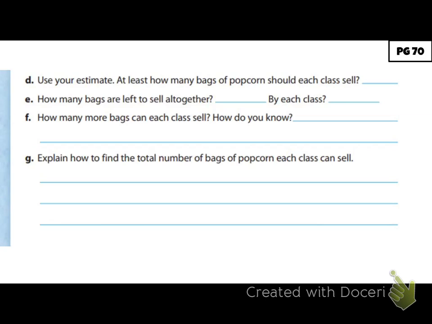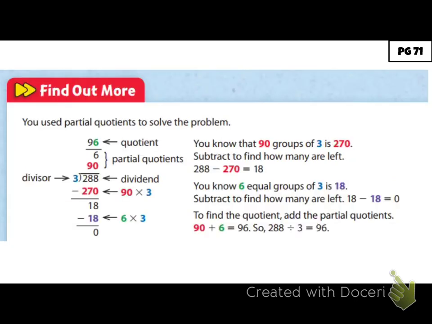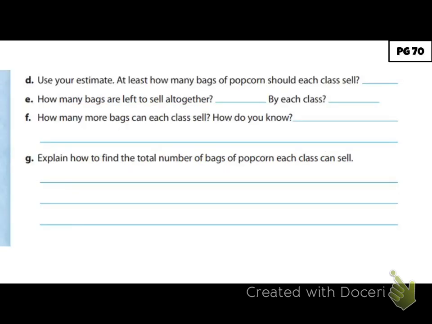So D says use your estimate. At least how many bags of popcorn should each class sell? Well, based off that, we would say it would be 90. So, using our estimate, there should be at least 90 bags sold per class.